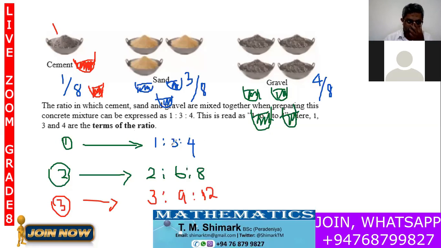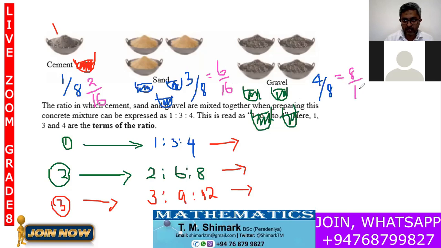I was telling about this one: 1 and 2 and 3. Are they the same? If I add a second cement here, what will be the fraction? 2 by what? I had 8 already, and after adding it all will be 16, correct? 2 by 16. Sand is going to be 6, so 6 by 16, right? Gravel I got here as 8, so 8 by 16. Are you okay with this?